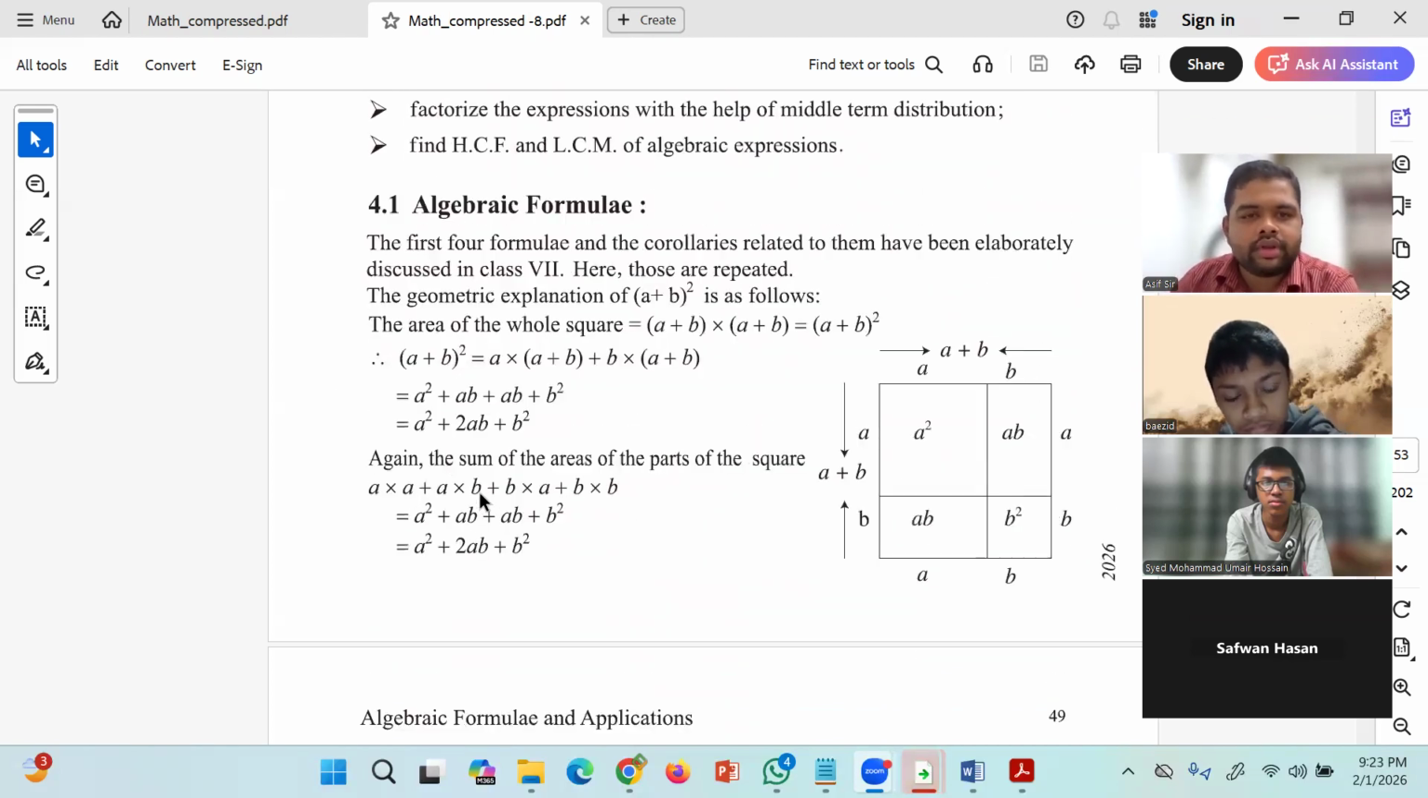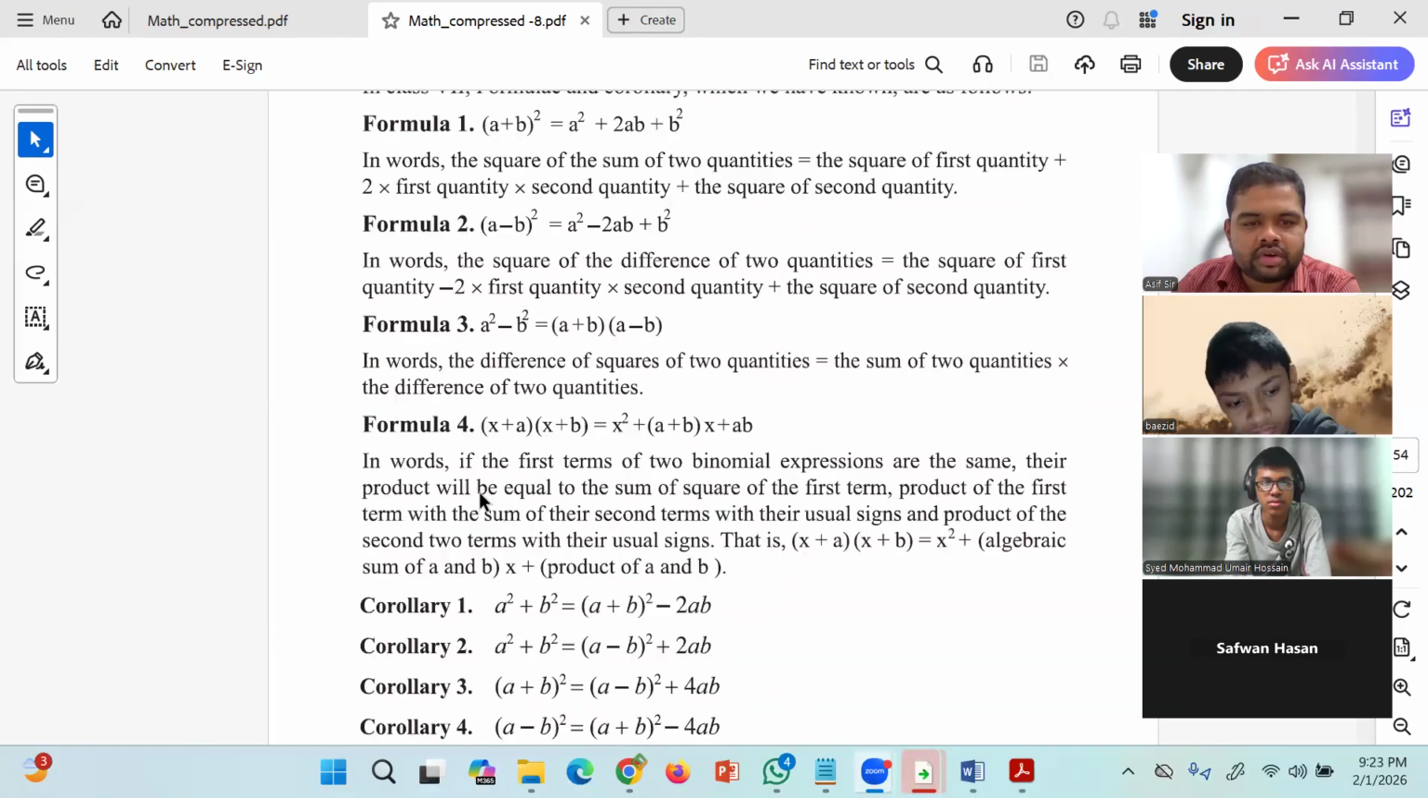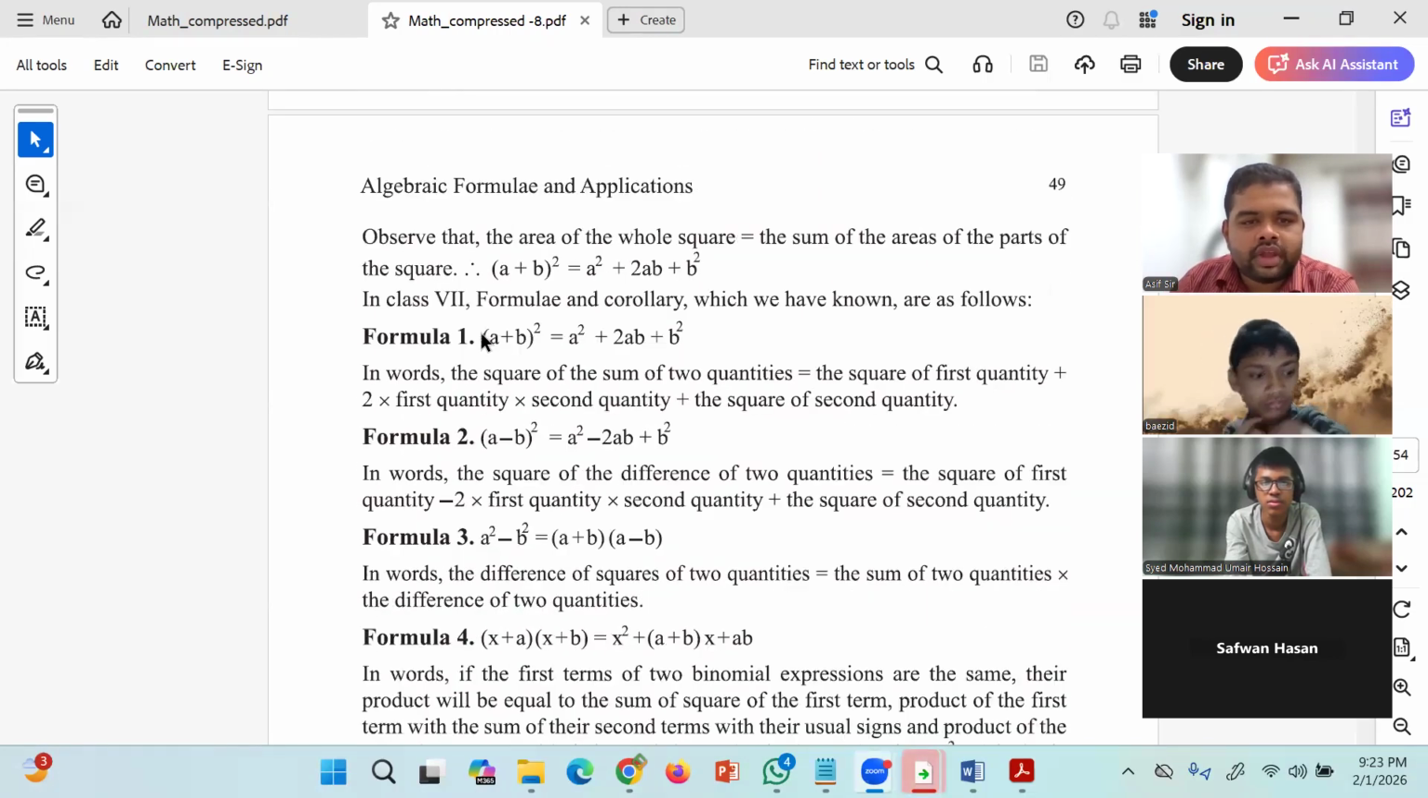So in the last class, I hope your teacher gave the notes or told you which formulas you need to learn to do the mathematical problems in this chapter. And I want to repeat it.